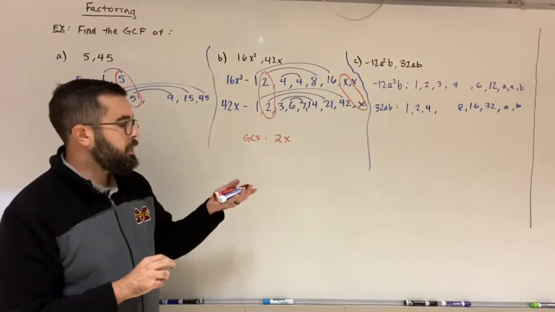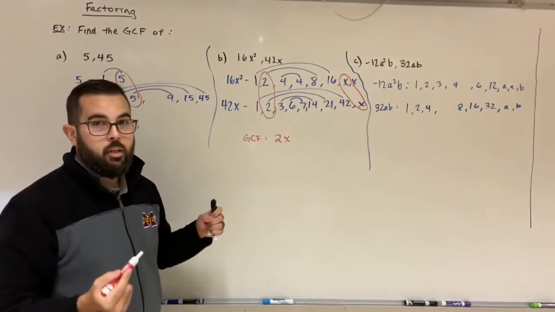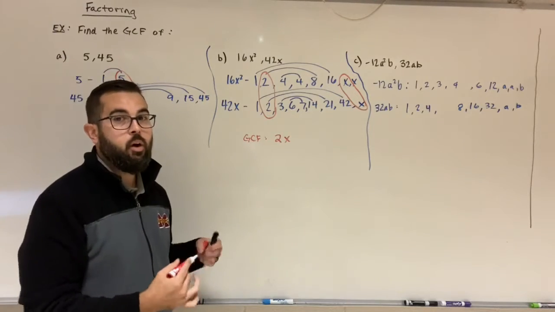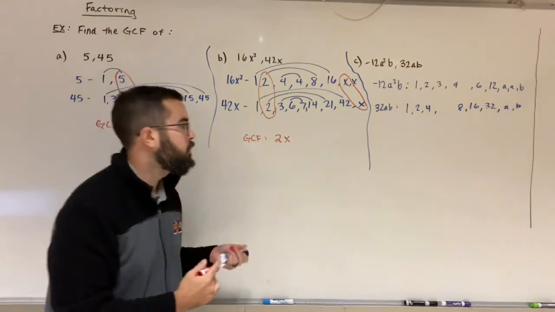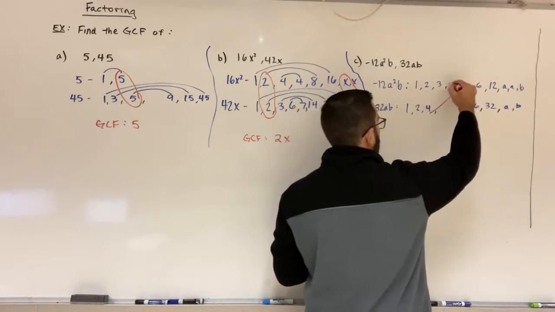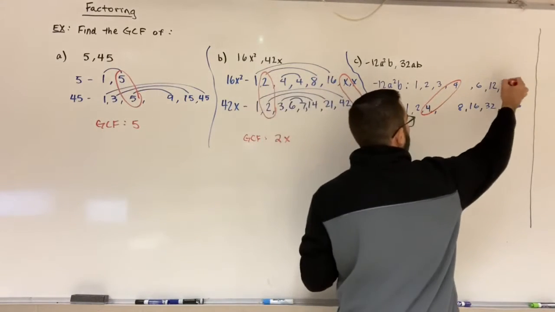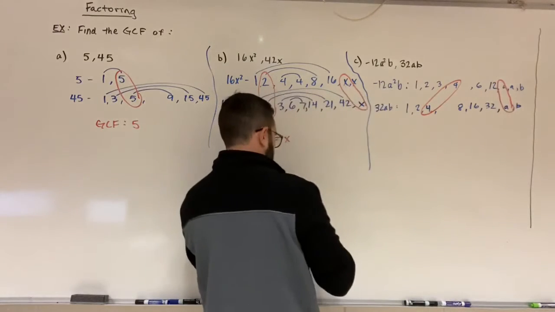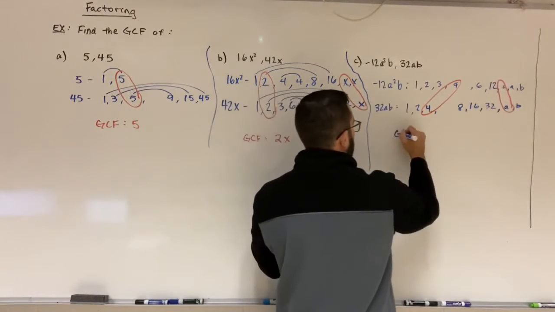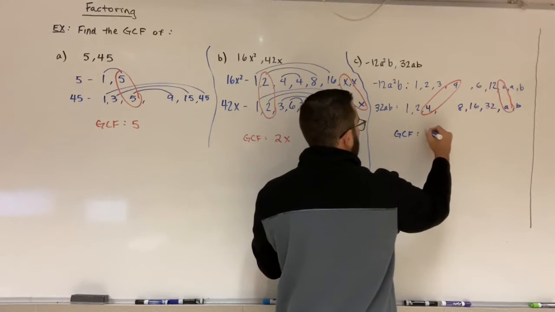So now look through that list and find the greatest common number, or the coefficient that is the greatest common factor. That's gonna be 4. Okay, then they both share a factor of a. So our GCF is 4a.